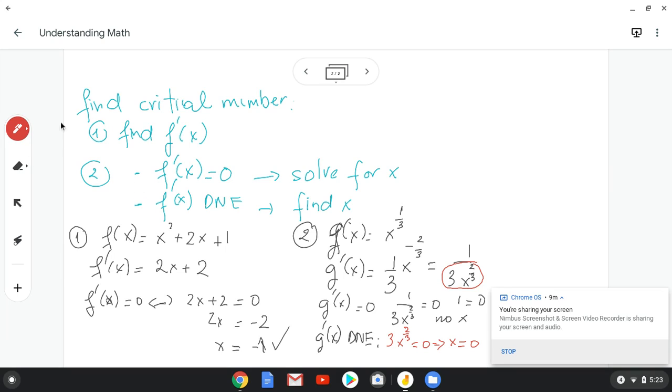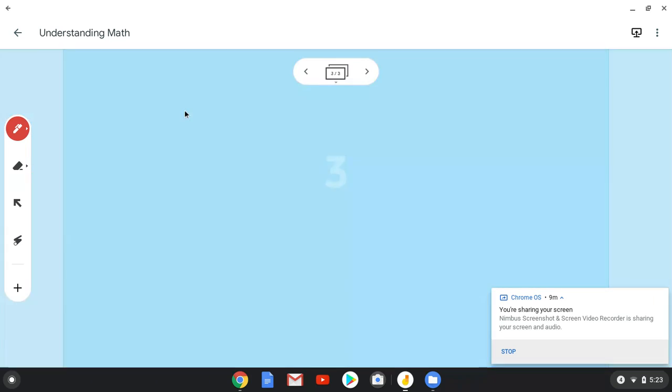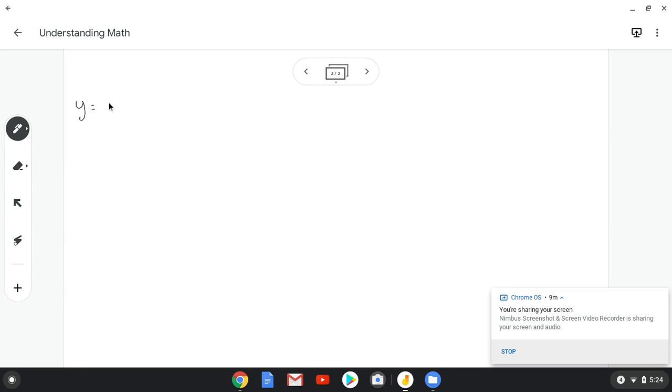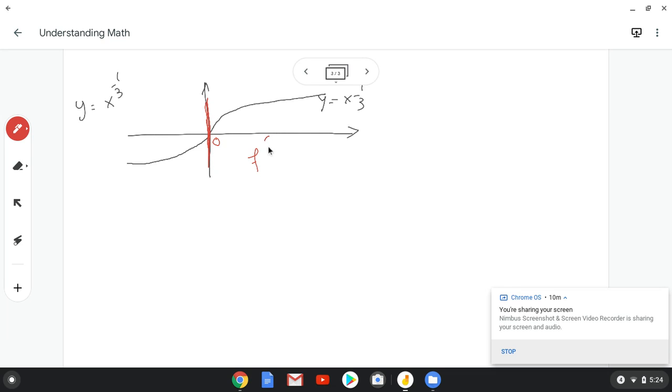Okay, so we can move on to the next page and you can see the graph of, like I said, y is equal to x to the 1/3. So the graph will be something like this. So this is y equal to x to the 1/3. And then you can see the tangent line at x equals 0 is vertical. So you can see that f prime of 0 does not exist.